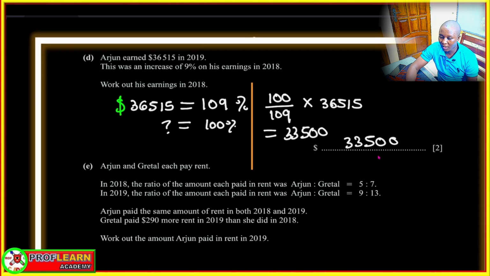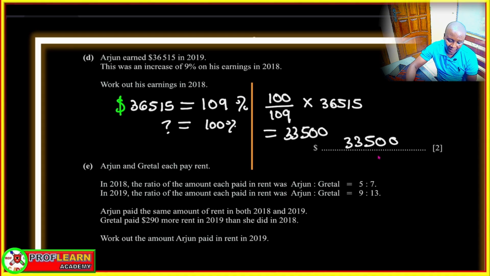In part E, Aljun and Gretel each pay rent. We are told that the rent they pay in 2018, Aljun ratio Gretel, is 5:7. In 2019, the ratio of the amount each paid on rent was 9:13. Aljun paid the same amount of rent in 2018 and 2019, and Gretel paid $290 more rent in 2019 than 2018. Then we are supposed to work out the amount Aljun paid in rent in 2019.